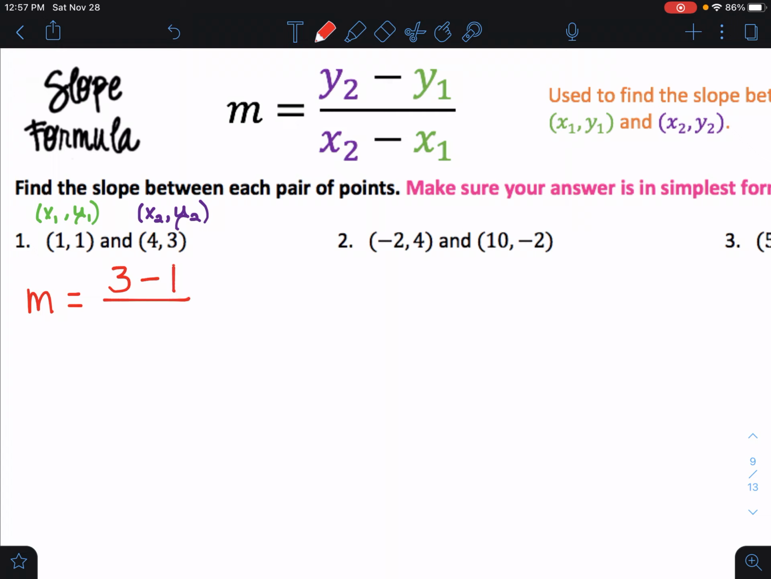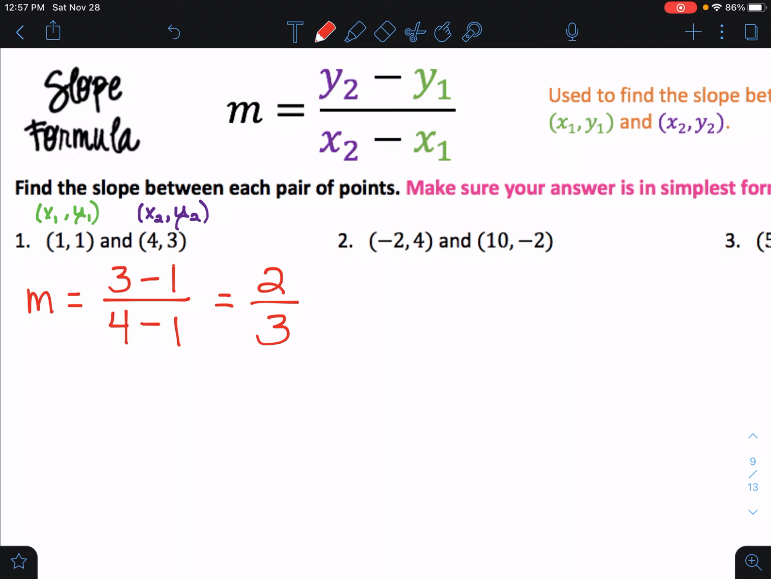Okay. And then x2 is 4. Okay. And then x1 is 1. So 4 minus 1. Remember, this is always a minus in between. Okay. All right, so now we just simplify that, and we get 3 minus 1 on the top. That is 2. And then 4 minus 1 on the bottom is 3.